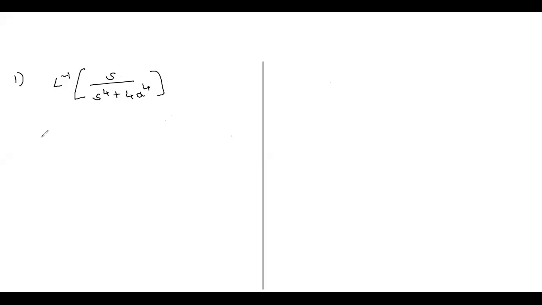So how do we find this? Let us assume that f of s is equal to s by s power 4 plus 4a power 4. Now the idea is to write this into partial fractions. How do we write this into partial fractions? Can anyone tell?